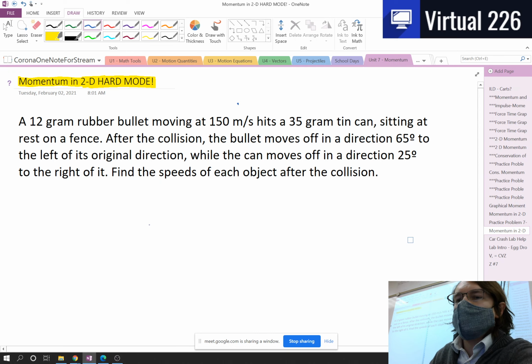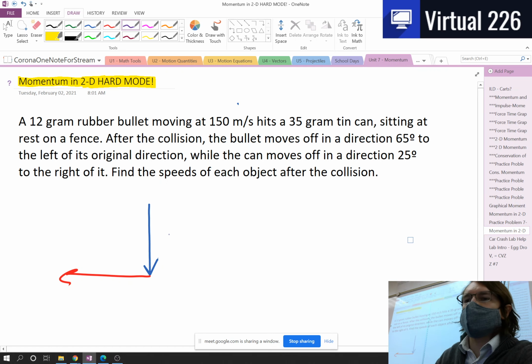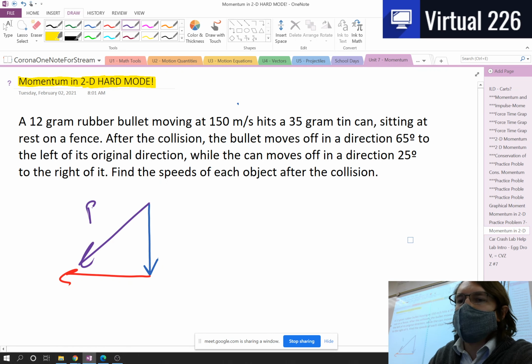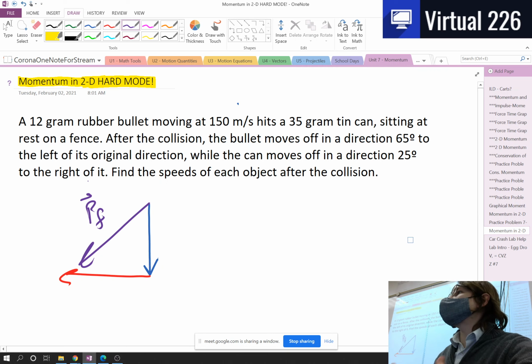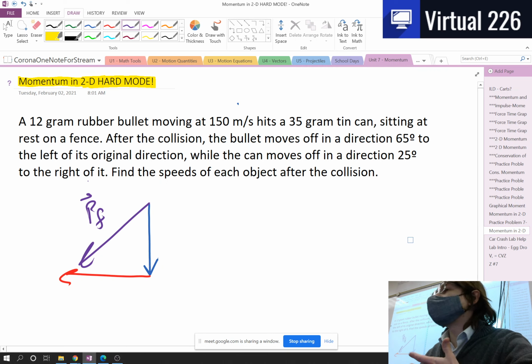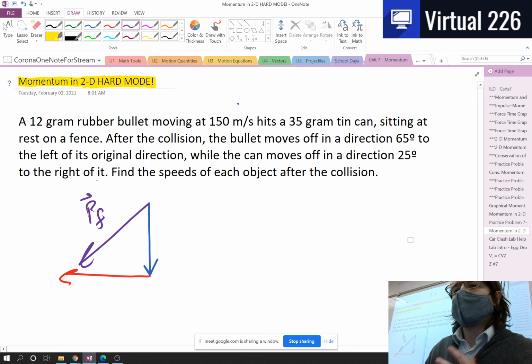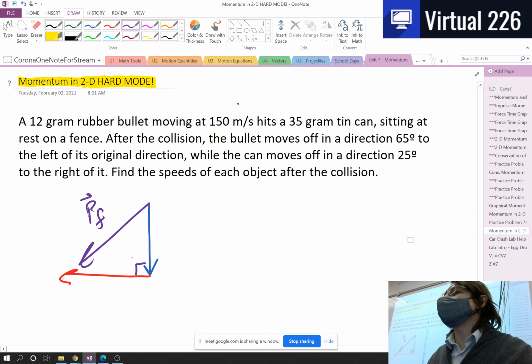We said, hey, maybe a wide receiver was going south, and then a defensive linebacker was going west, and whenever they hit each other and stick together, they have some final momentum. That's what we did previously within this unit. This is nice because it's at 90 degrees, and we can use the Pythagorean theorem to find the hypotenuse there.